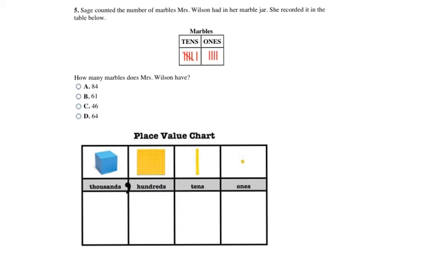So I have 1, 2, 3, 4, 5. It's always a group of 5 when it has the diagonal through it. 6. So that means in the tens column there is 6. And then in the ones column there's 1, 2, 3, 4. And so that means this chart here represents the number 64, which is choice D, your final answer.